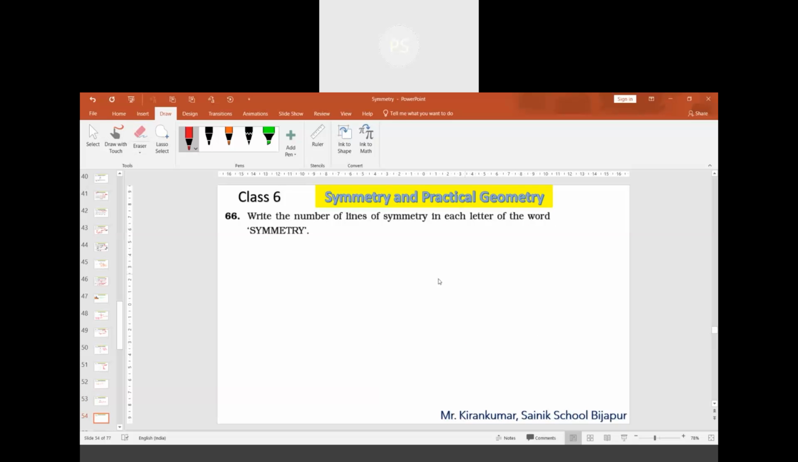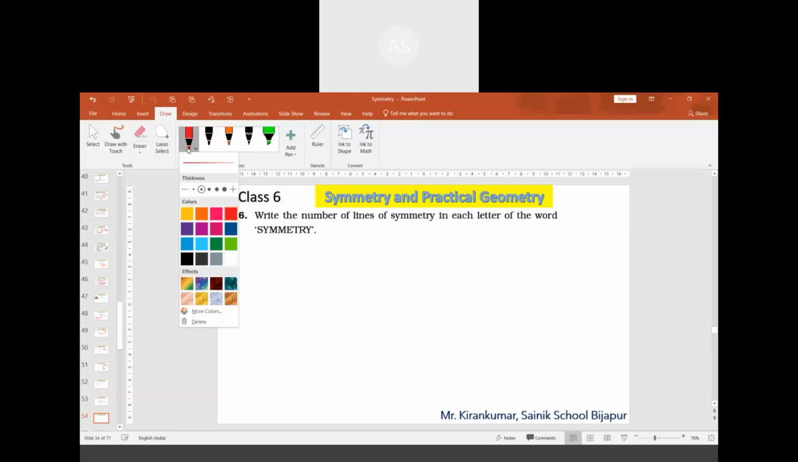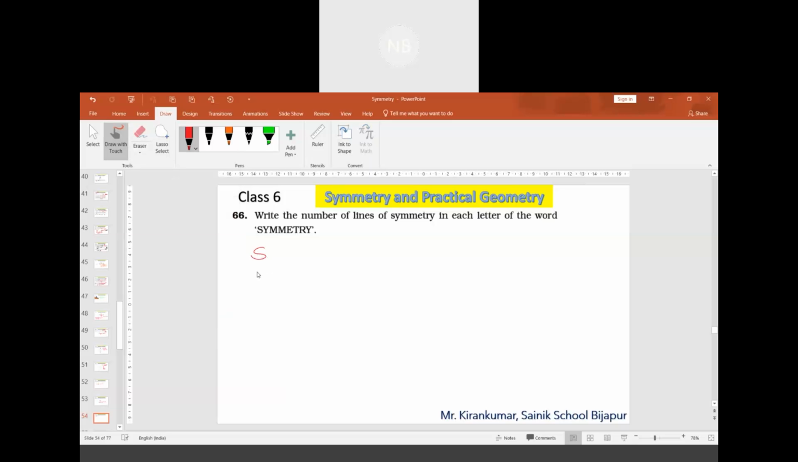Moving on to the 66th question. Symmetry is the word given here. In this word, you identify the number of lines of symmetry in each letter. S has no line of symmetry, zero. M, one. E, one. T, one. R has no line of symmetry. Y also.